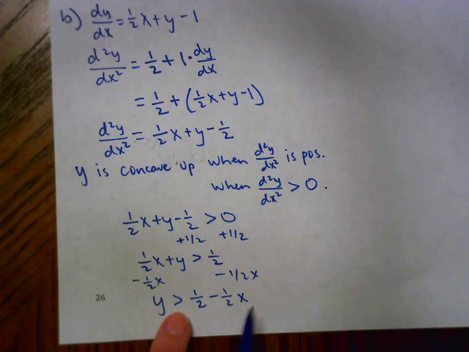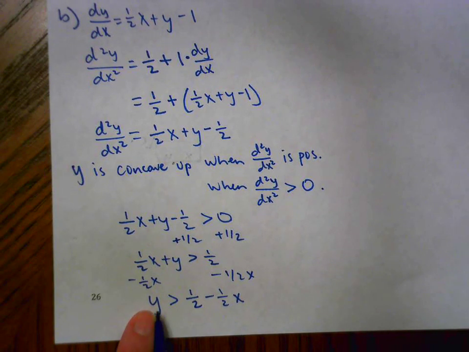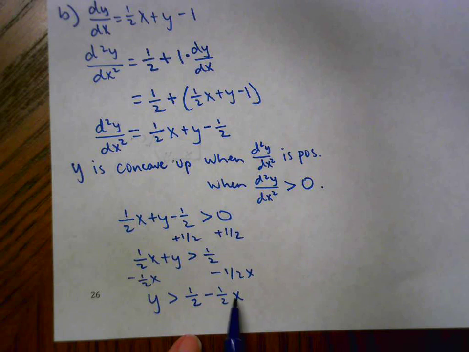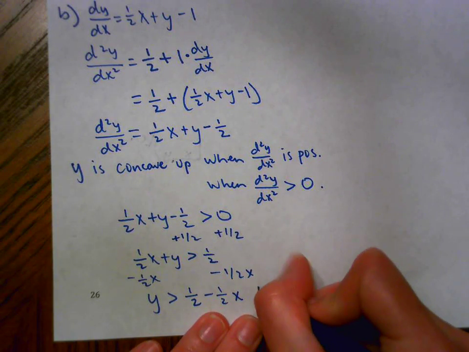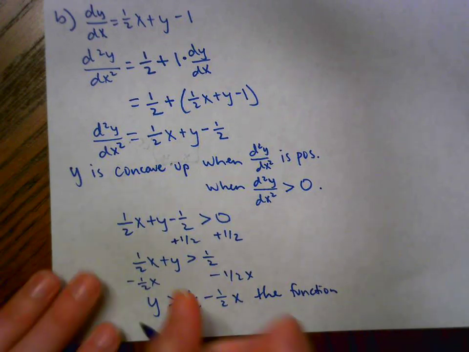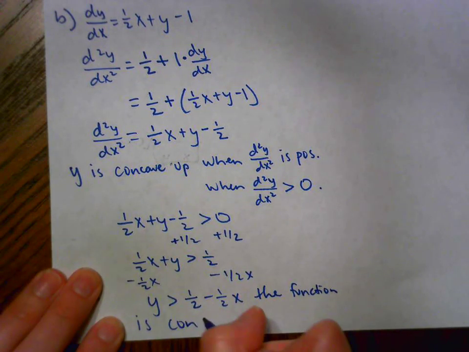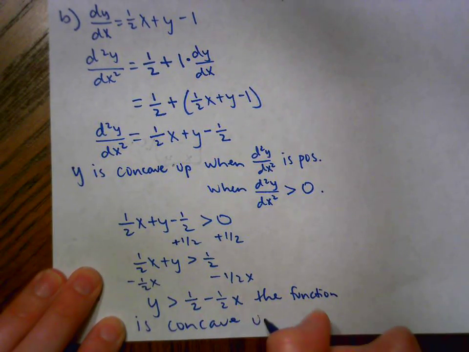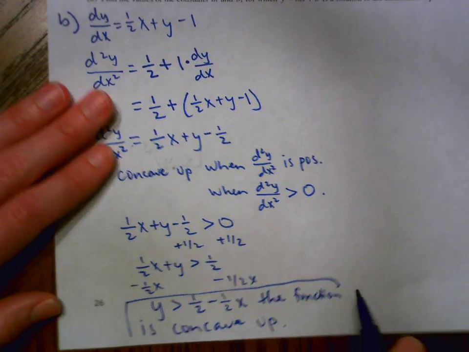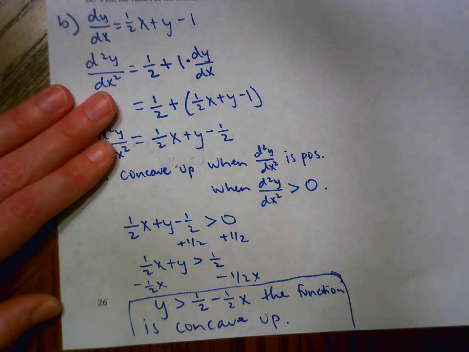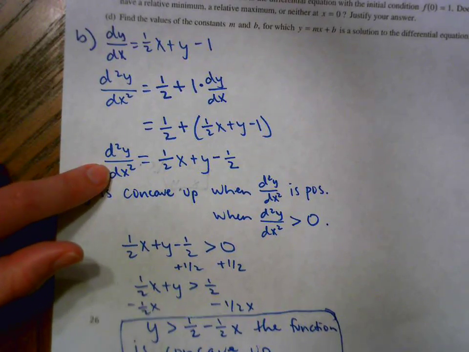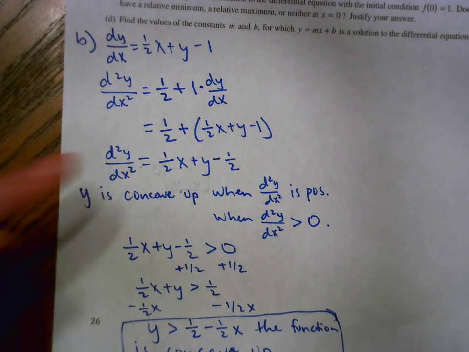This is true for any ordered pair where the y value is greater than 1/2 minus 1/2 times the x value: the function is concave up. So I know we haven't done anything like that before, but it's using a fact we know. And again, if you could do this part, you'll get the majority of your points just getting the second derivative.